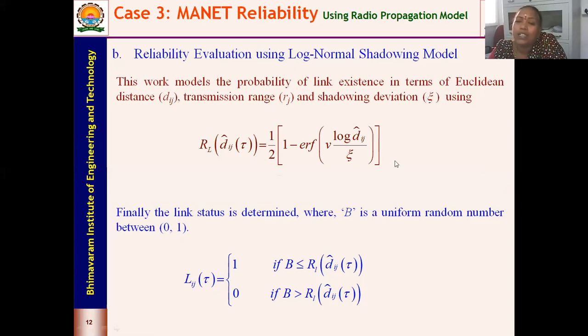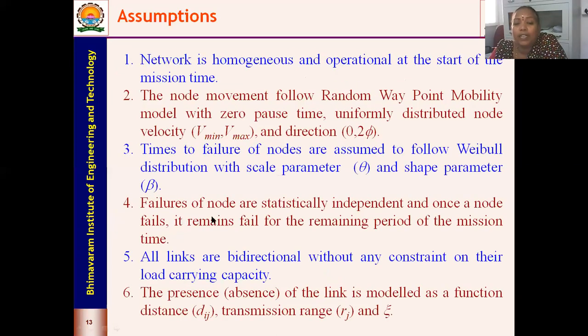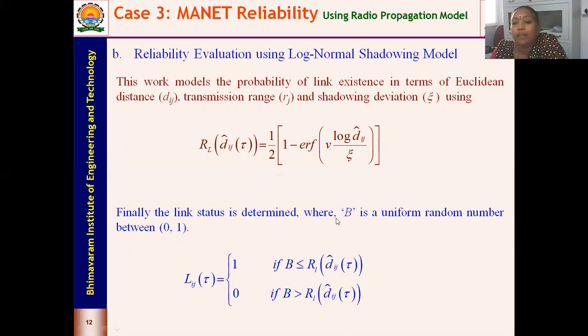These are all standard values and equations which you can find in the Rappaport book on wireless communication. Using this, RL of Dij of tau is equal to 1 by 2, 1 minus error function of V, where V is log of Dij by psi, and psi is the shadowing deviation. From that, the link status is determined.